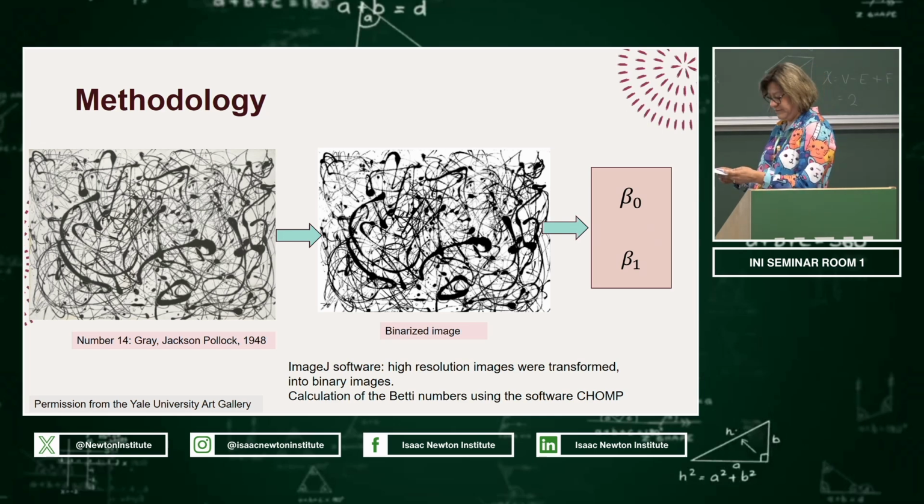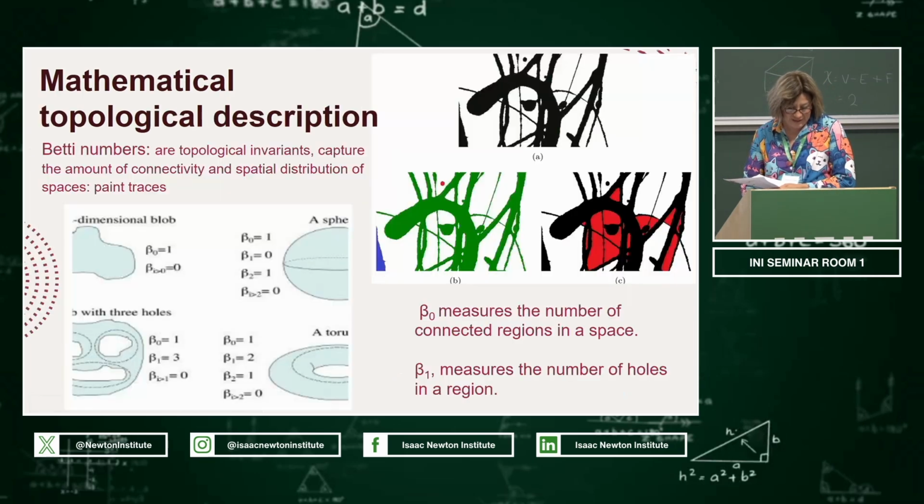They are calculated. Well, as in the previous talks, in general, Betti numbers are topological invariants that allow us to quantify the connectivity between continuous spaces and the spatial distribution of the spaces or holes delimited by connected regions. Beta 0 measures the number of connected regions in a space, and beta 1 the number of holes delimited by those regions.